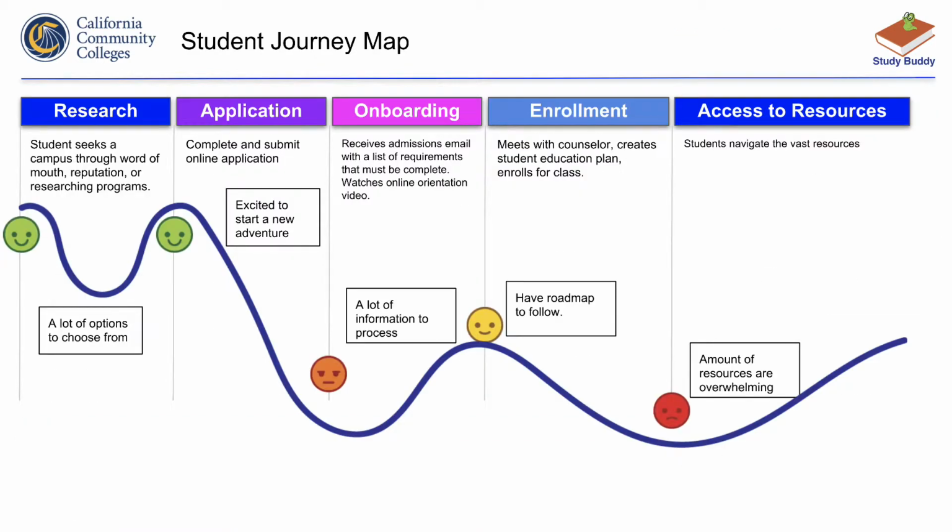Our journey map shows the emotions that a typical student may experience as they begin and continue through their academic journey. In the beginning, there's excitement, as there are a lot of options available to them, and they are taking the next step in their educational journey. In the onboarding phase, we are talking about information overload. Students have a lot to process. There can be feelings of confusion or doubt as students try to make sense of it all.